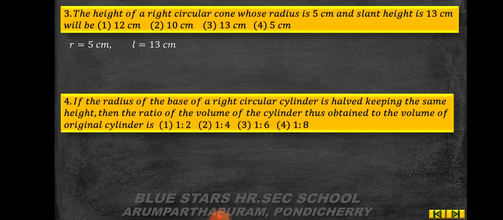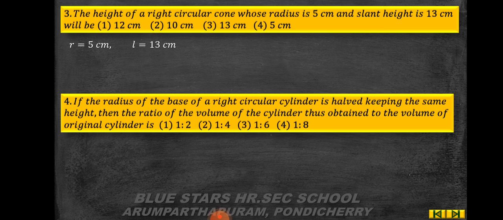Question number 3. The height of a right circular cone whose radius is 5 cm and slant height is 13 cm will be: option 1, 12 cm; option 2, 10 cm; option 3, 13 cm; option 4, 5 cm.